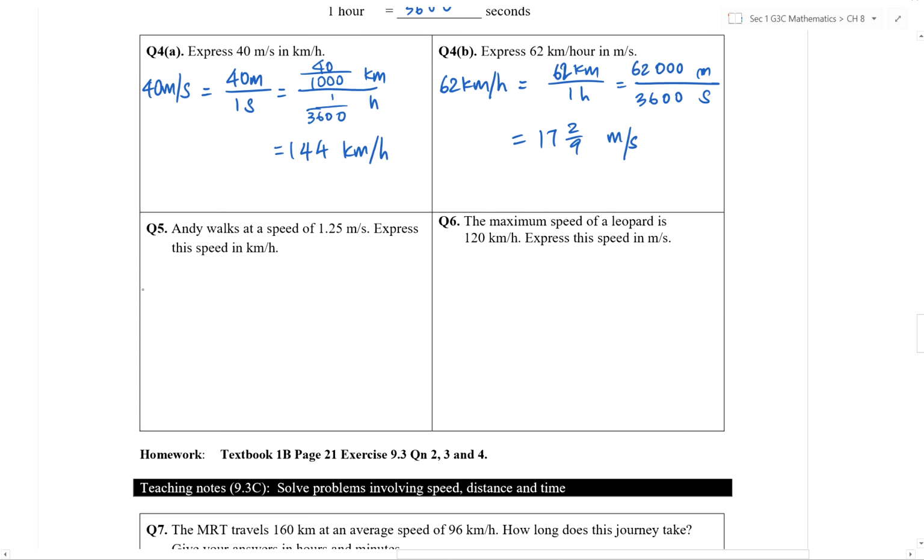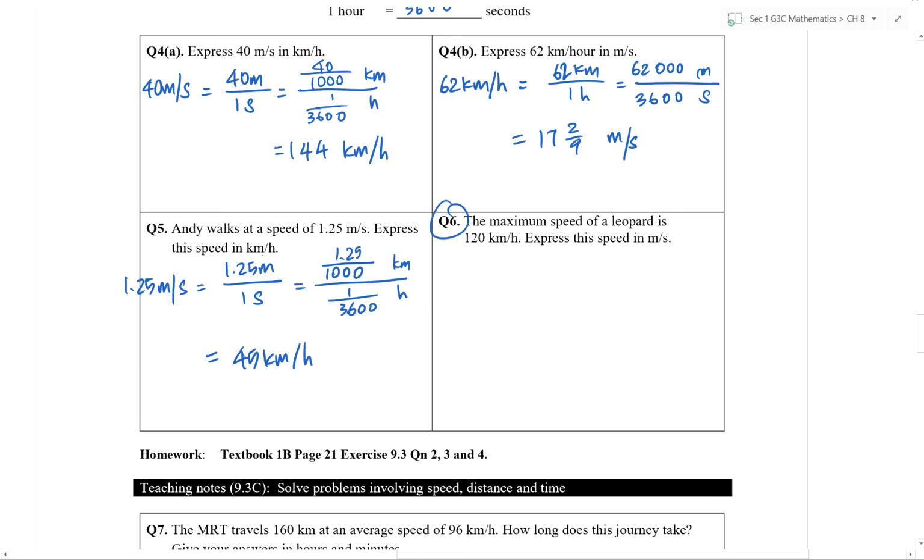Question 5. 1.25 meters per second written as 1.25 meters divided by 1 second. Since we want it in kilometers per hour, changing 1.25 meters to get kilometers, we divide by 1000. So 1 second to be changed to hours, 1 over 3600. So we arrive at 45 kilometers per hour.